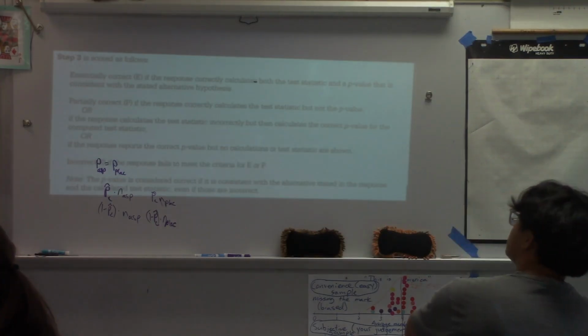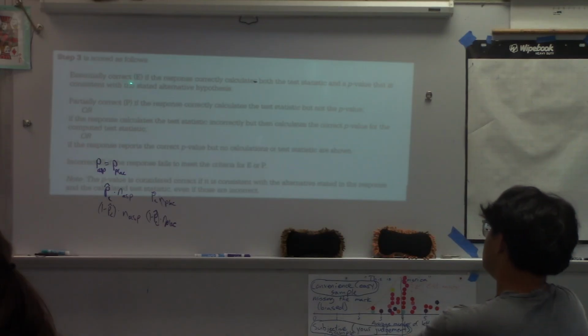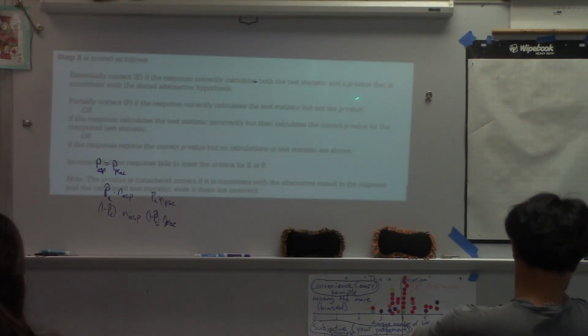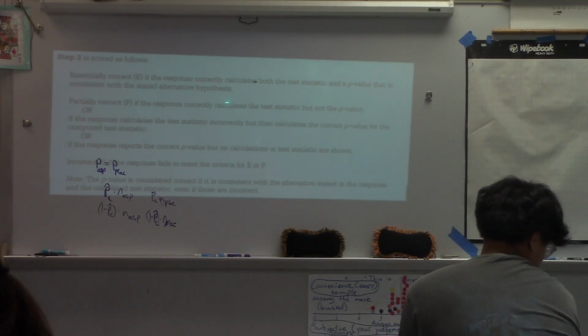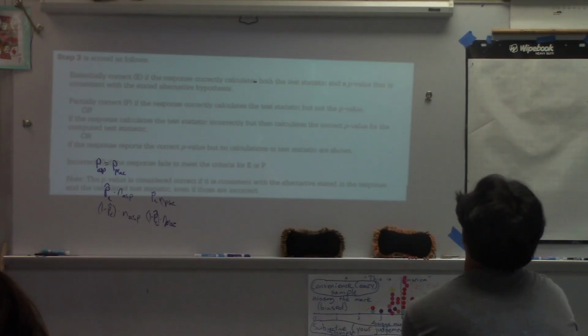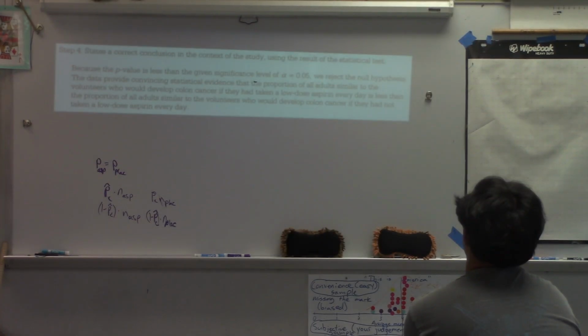Yeah. Okay, totally acceptable. Notice right here it says the response correctly calculates both the test statistic and p-value that is consistent with the stated alternative hypothesis, right? So as long as you have it set up correctly and you follow that, then you're going to be good to go. Make sure you pay attention to those things. Notice the p-value is considered correct if it is consistent with the alternative and the calculated test statistic, even if those are incorrect, right? So again, if you do things incorrectly, but you follow the order of what it's supposed to be, you're gonna be good to go.